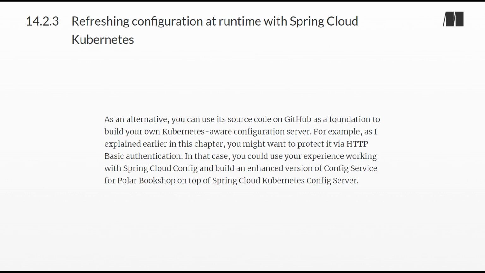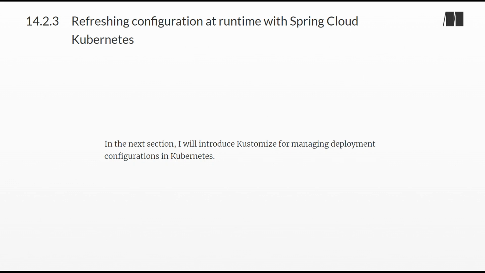As an alternative, you can use its source code on GitHub as a foundation to build your own Kubernetes-aware configuration server. For example, as I explained earlier in this chapter, you might want to protect it via HTTP basic authentication. In that case, you could use your experience working with Spring Cloud Config and build an enhanced version of Config Service for Polar Bookshop on top of Spring Cloud Kubernetes Config Server. In the next section, I will introduce Kustomize for managing deployment configurations in Kubernetes.